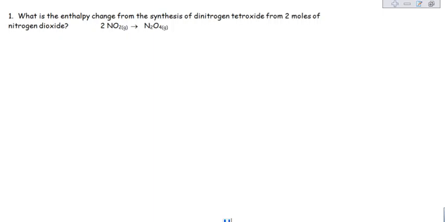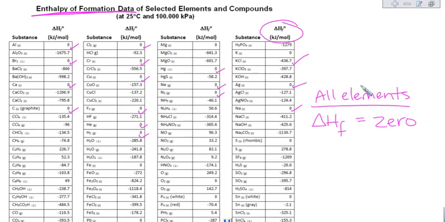This one is the synthesis of dinitrogen tetroxide. We're given the balanced equation. That's handy. We're going to set something up that looks like this. Delta H equals products minus reactants. I have a product, dinitrogen tetroxide. Products minus reactants. Now here's the only thing that you have to be a little careful of. We mentioned that these enthalpy of formation values are in units of kilojoules per 1 mole.